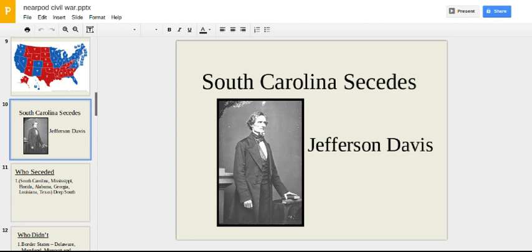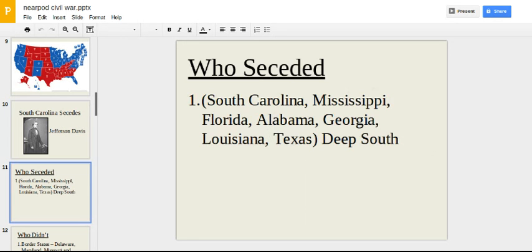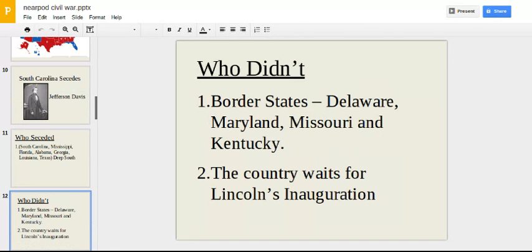Now, after Lincoln is elected, there's an immediate secession of what we refer to as the Deep South: South Carolina, Mississippi, Florida, Alabama, Georgia, Louisiana, Texas. But it won't be until later that other states, most notably Virginia, the most important of the southern states, end up seceding. So also notable is who doesn't secede. Delaware, Maryland, Missouri, Kentucky, all these states that have slavery, but are on the border, choose not to secede.